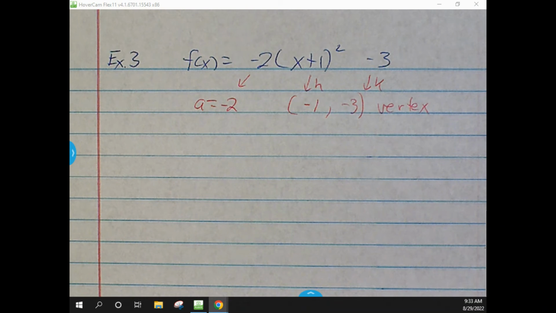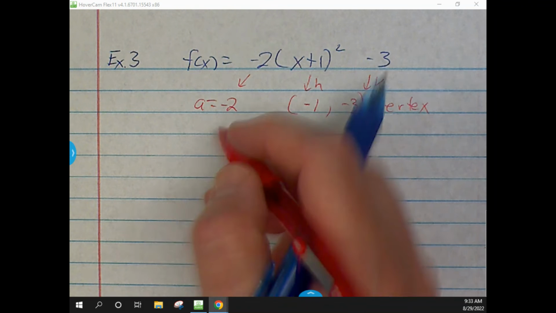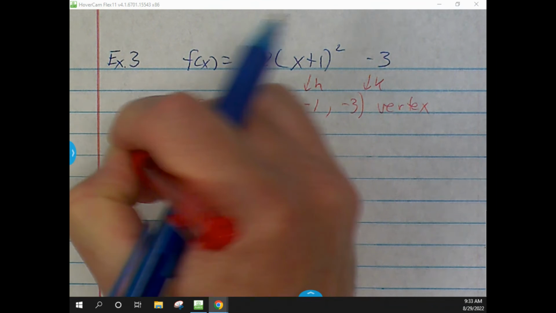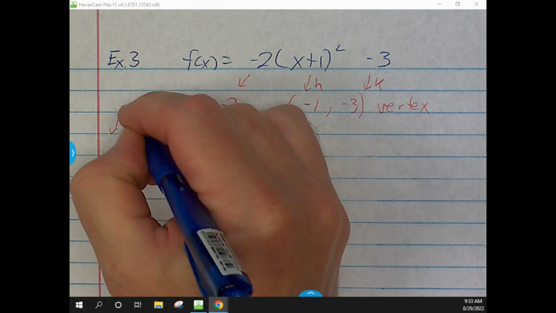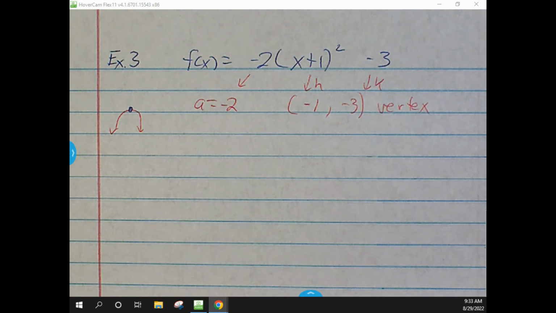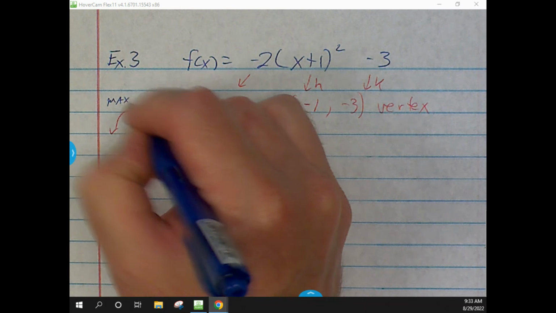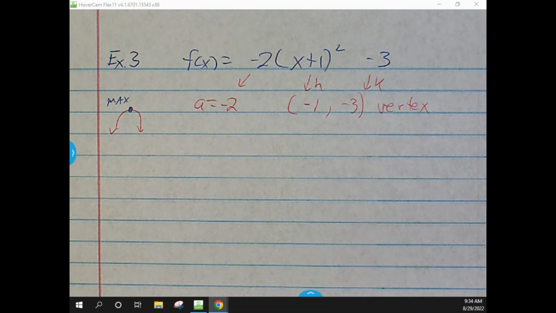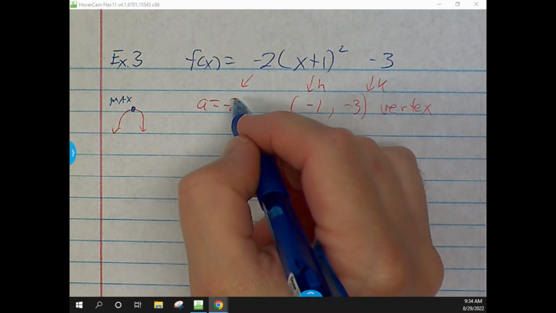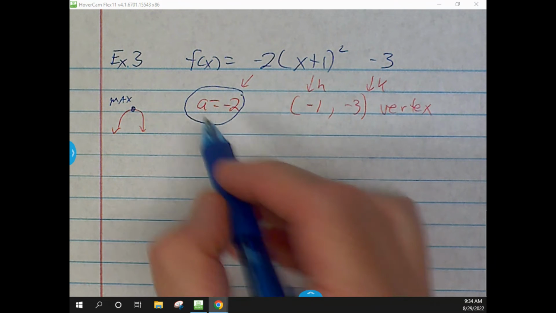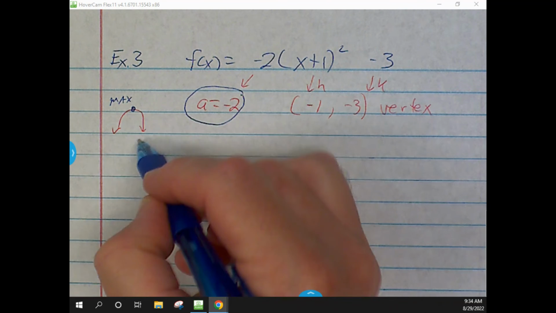And again, the A value by itself doesn't really do anything from this part of it, but it tells you which way the graph is going. It's negative, so the graph has to do this, which means the vertex is at the top, which means it's going to be a maximum. So how do you determine if the graph is flipped upside down? It's all in the A value. If the A value is positive, it's going up. If the A value is negative, it's got to point down.